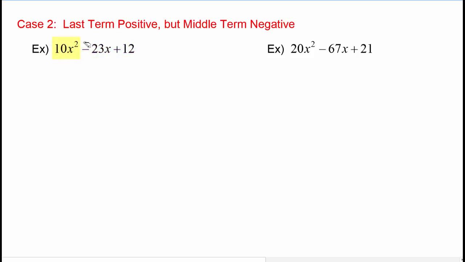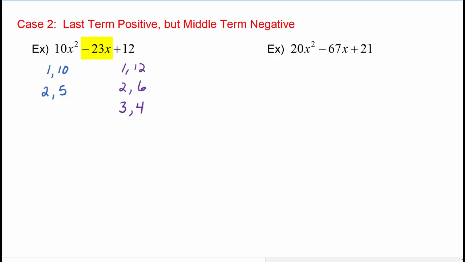If we get the factors of the leading coefficient, we know we could have 1 times 10, or we could have 2 times 5. Then we consider the factors of the constant term, 12 in this case. We know we could have 1 times 12, we could have 2 times 6, or we could have 3 times 4. And now, as always, we'll go through looking for product pairs that are going to add up to be the middle term, which in this case is negative 23.